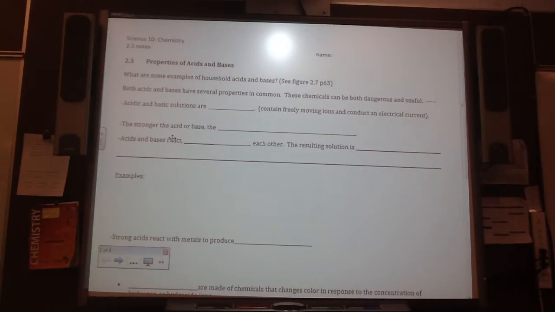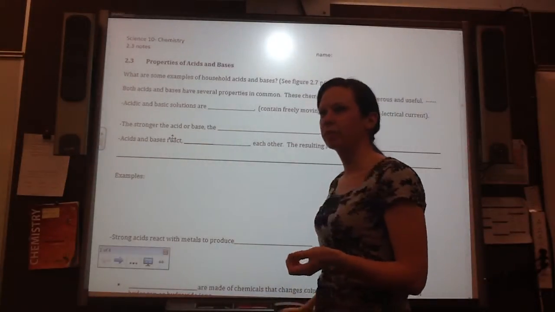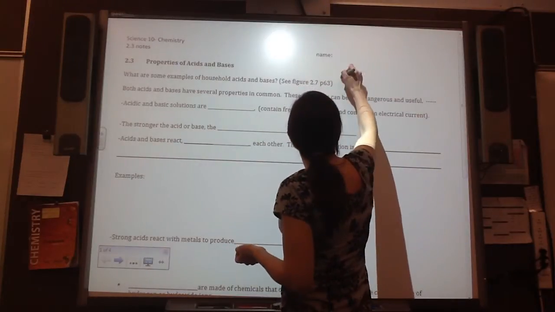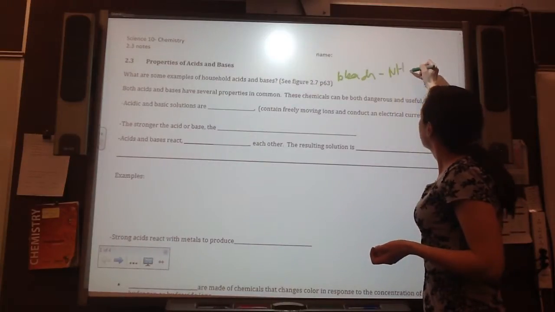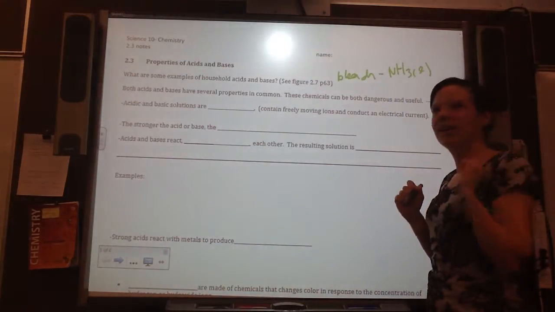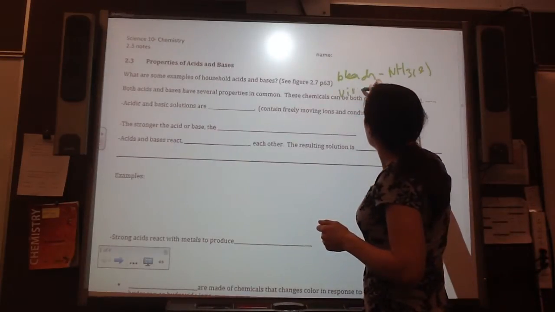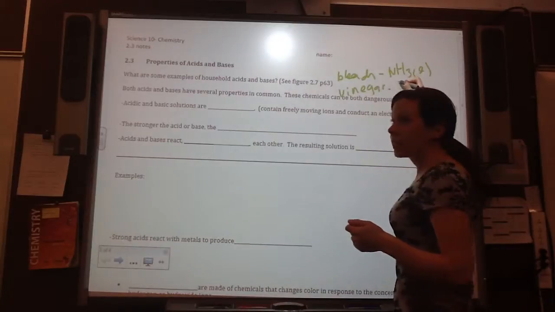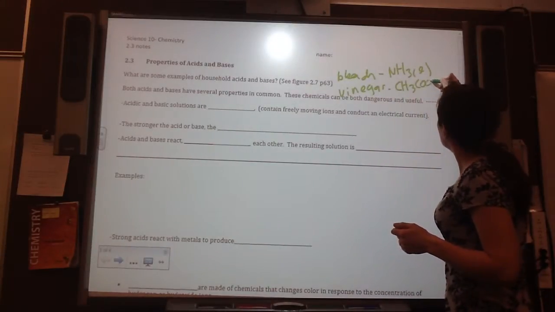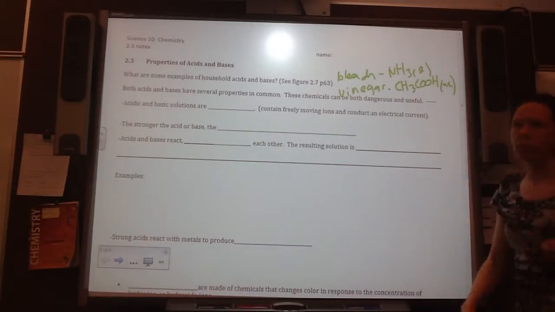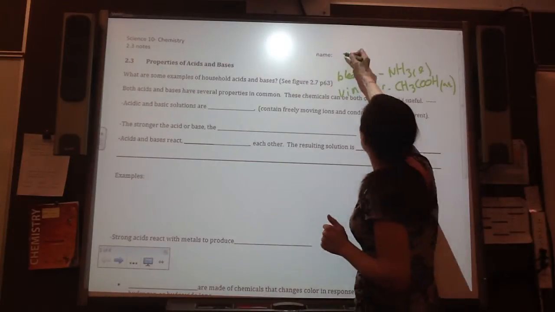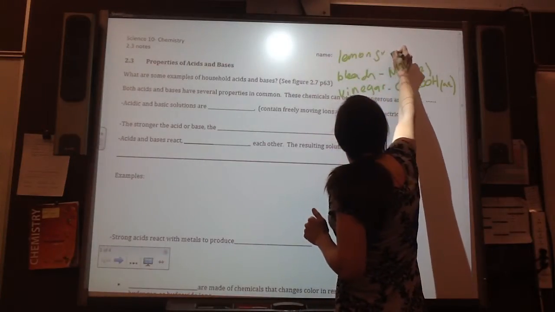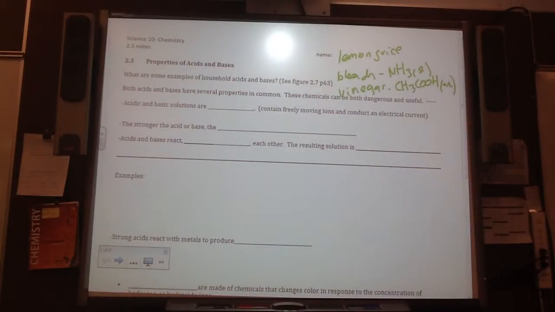So what are some examples of household acids or bases? You can just raise your hand if you can think of a household acid or base. Aiden? Bleach. Bleach, okay. Do you guys know what the formula for bleach is? NH3. Vinegar. So vinegar is acetic acid, so that's CH3COOH, aqueous. Lemon juice. Lemon juice, yeah. I don't know what the formula is for lemon juice, but definitely an acid. Good. So yeah, you guys are familiar with some of those.